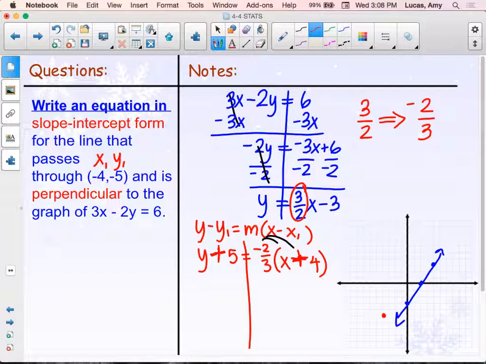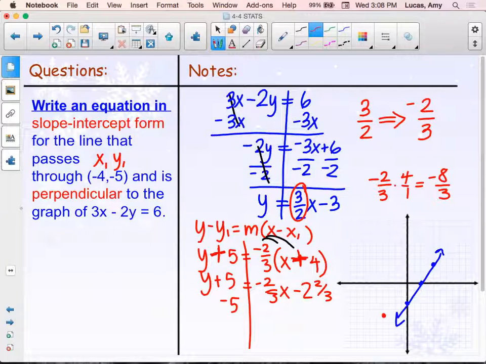Distribute and solve. So negative 2/3 x and negative 2/3 times 4/1 is negative 8/3, or negative 2 2/3. I subtract 5 on both sides, and both of those are negative, so it's negative 2/3 x, and then negative 2/3 minus 5 more would be negative 7 2/3.